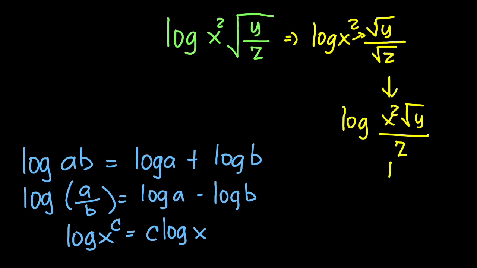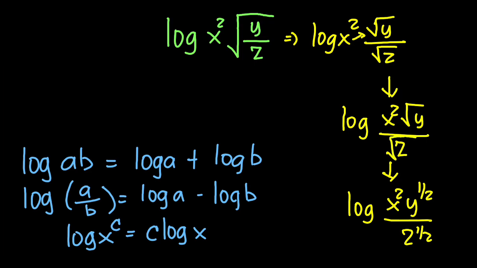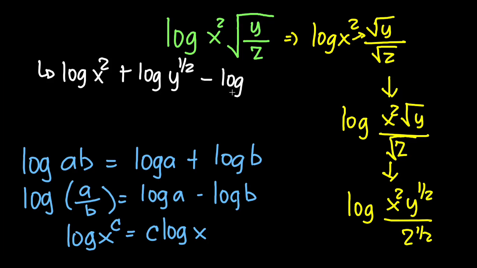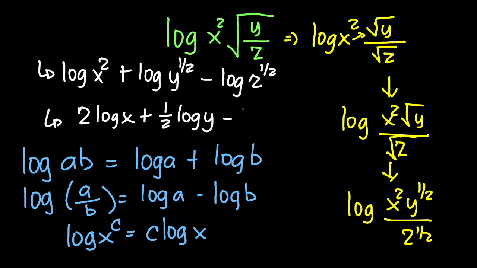And so the last step would be to convert this into their exponential form first. So this would be log of x squared multiplied by y to the power of 1/2 over z to the power of 1/2. I forgot this should be square root of z. And so this would be log of x squared plus log of y to the power of 1/2 minus log of z to the power of 1/2. And so your final answer would be 2 log of x plus 1/2 log of y minus 1/2 log of z.